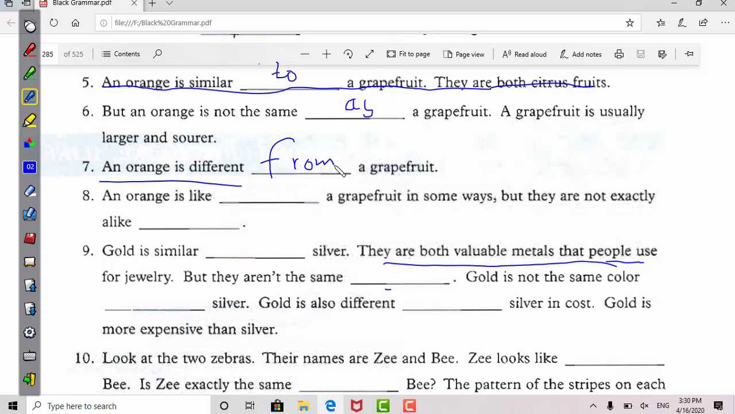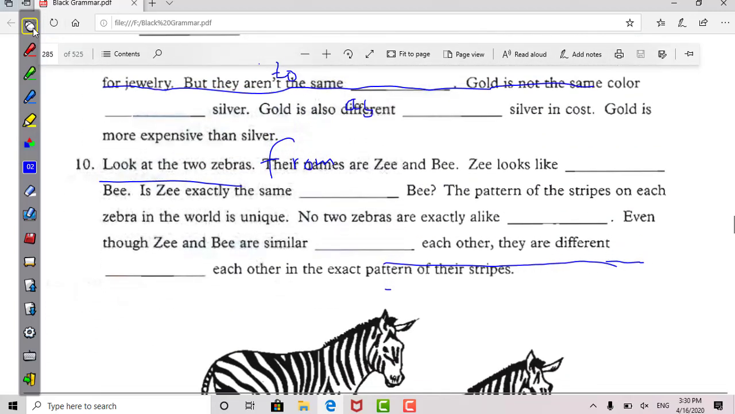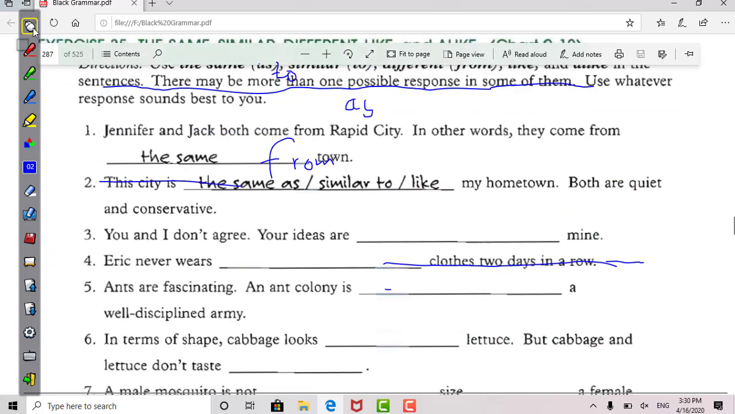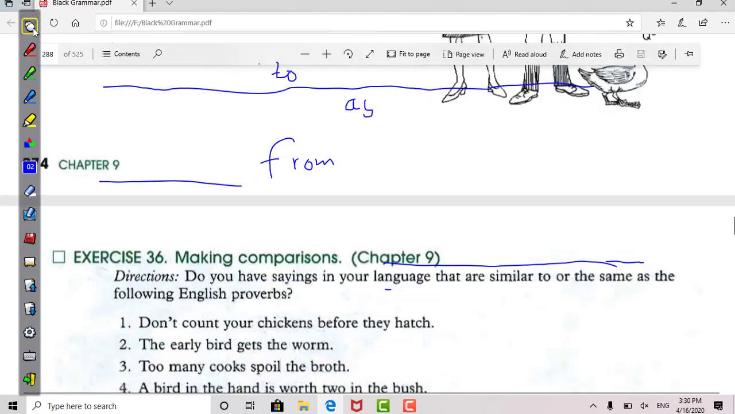This one, some things that you have to remember about the way we use similar, the same, and different. We use "is", we use "from", we use "to", and so on. And then we will see the questions for number, this one, until number 10. Okay, so this one is the same about similar, about alike, and so on.